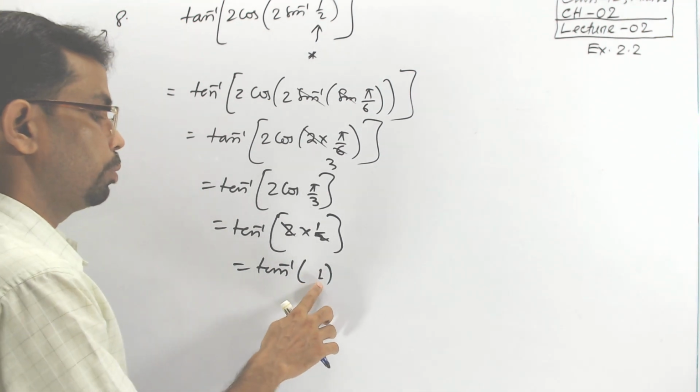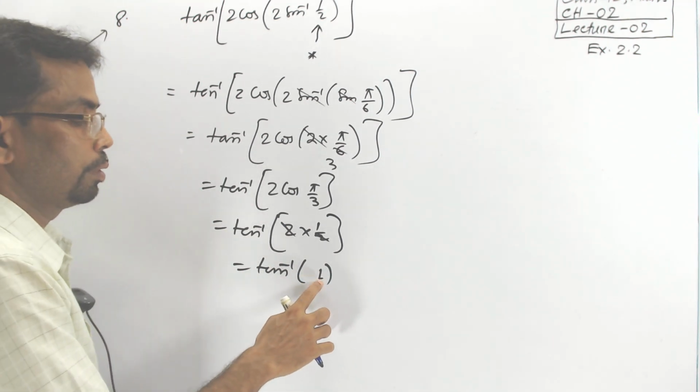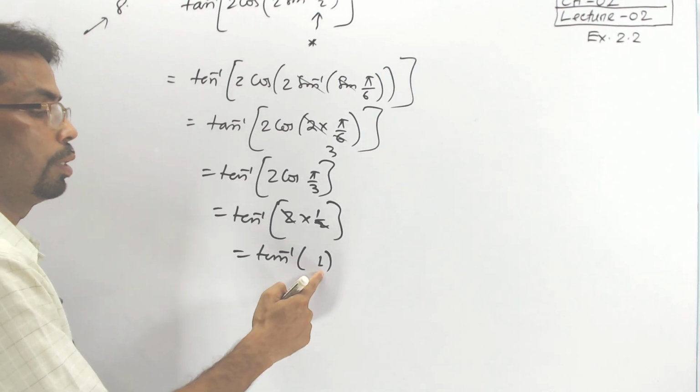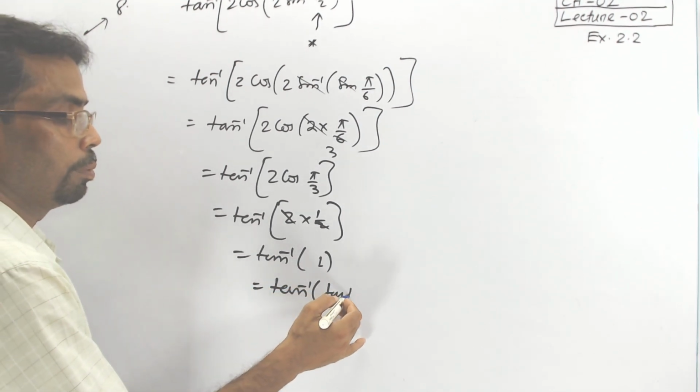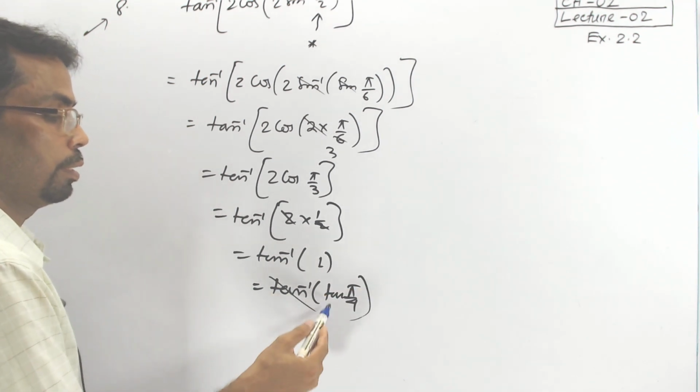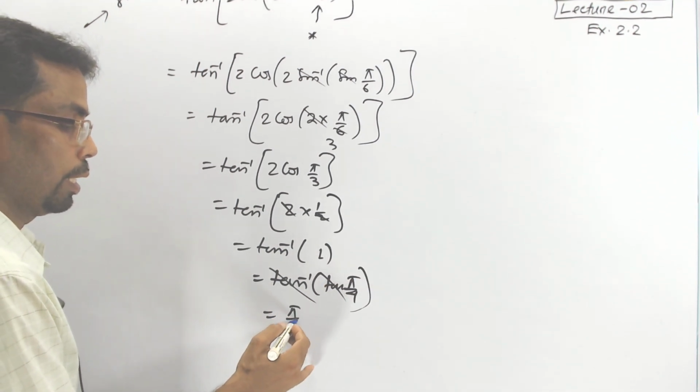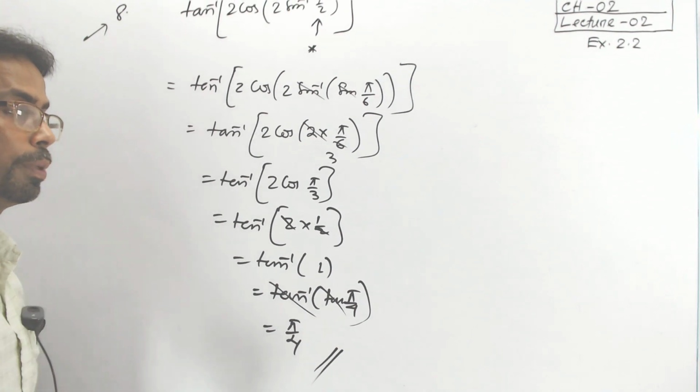Now this 1 we have to write in terms of tan. Since it is tan inverse, 1 also will be written in terms of tan. And 1 is tan pi by 4, tan 45. Then tan inverse tan cancel, and the final result is pi by 4.